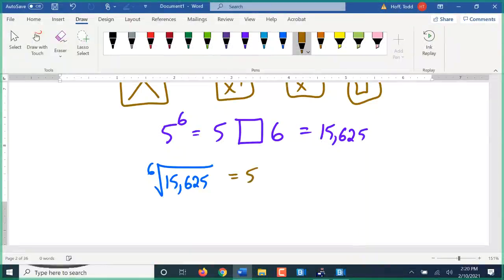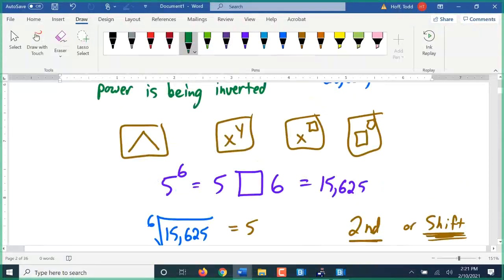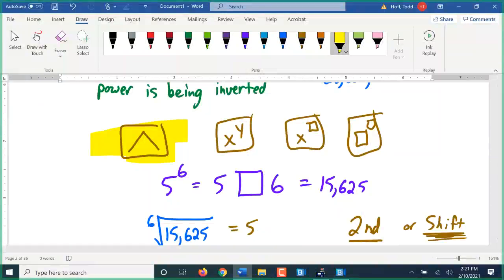To make our calculator do it, for most of you, it will be a second function or a shift function. Some calculators have a shift key, others have a second key. And for the bigger roots, the square root usually has its own key on the calculator, but the other roots are a second function, which means generally whichever key you have, let's say you have the caret key, it's going to be right above it.